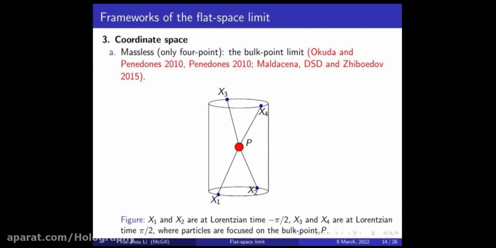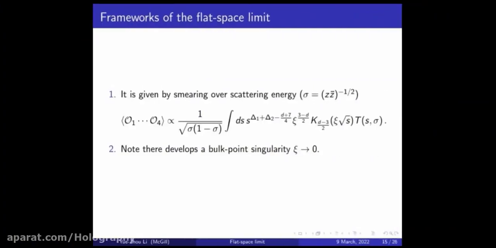And the coordinate space is also different for the massless and massive cases. For the massless case, it's also phrased as the bulk point limit. That is, if we have four particles at the boundary and we scatter them into the bulk, and if x1 and x2 are located at Lorentzian time minus pi over 2, and x3 and x4 are at Lorentzian time pi over 2, the particles are focused on the bulk point P, so that locally it looks like the flat space amplitude. It is given by smearing over the scattering energy. This T is the flat space amplitude, and we integrate it against some kernel over the scattering energy. Also note that this formula develops a bulk point singularity.